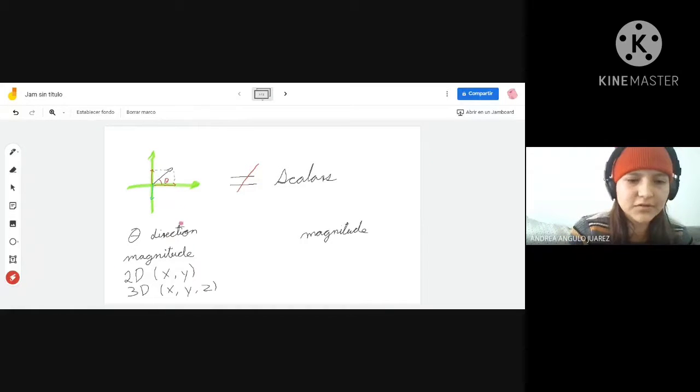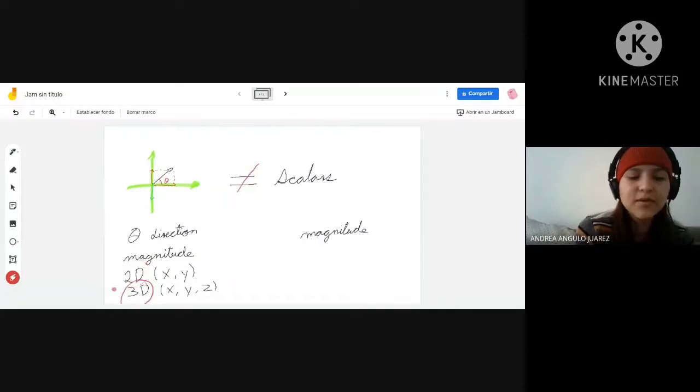I am going to explain vectors. What are vectors? Vectors, unlike scalars, have direction. Scalars only have magnitude, and vectors have magnitude and direction. They can be in 2 dimensions or 3 dimensions, expressed by x, y, or x, y, and z.